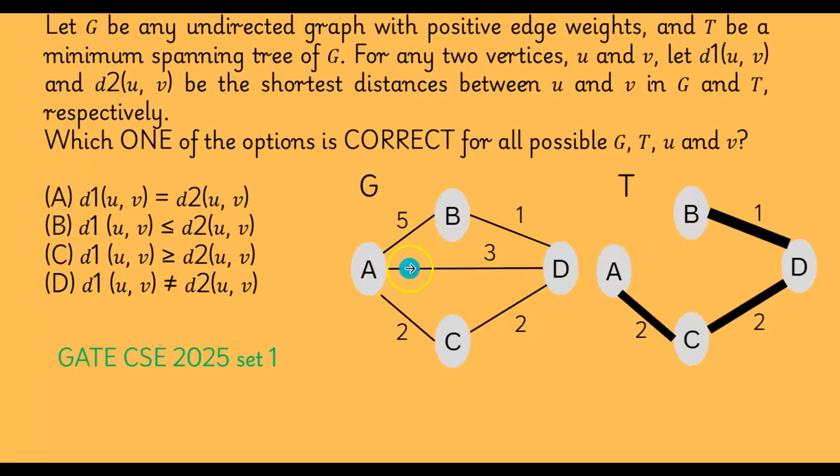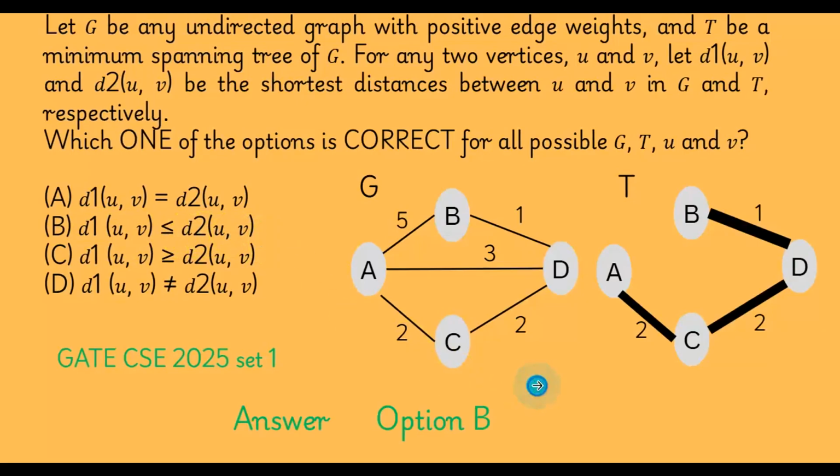For example, you take A to D. What is the shortest distance in G? 3. But here A to D it is 4. And you take another example, A to B. What is the shortest distance? 3 plus 1, 4. Is it or not? But here what is the distance? It comes to 5. So the relationship is option B. That means D1 of U comma V is less than or equal to D2 of U comma V. That is the answer.